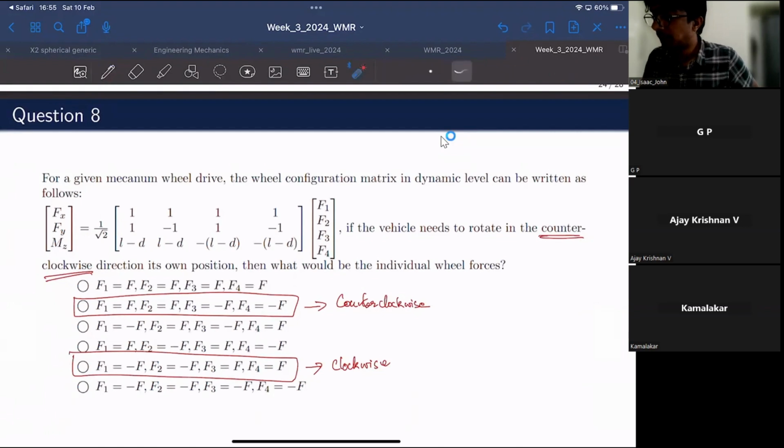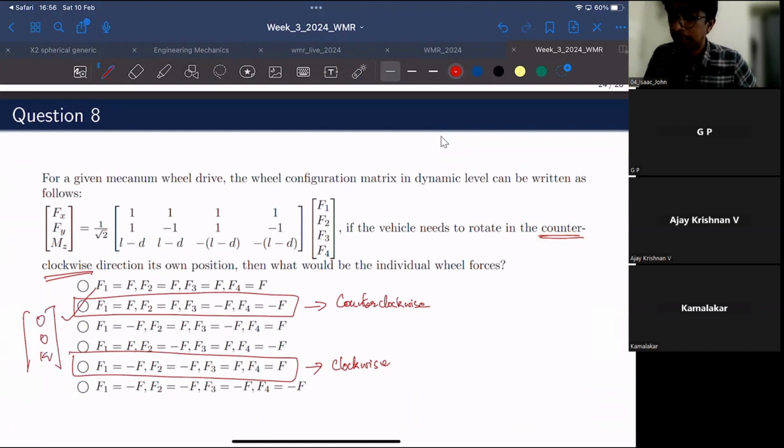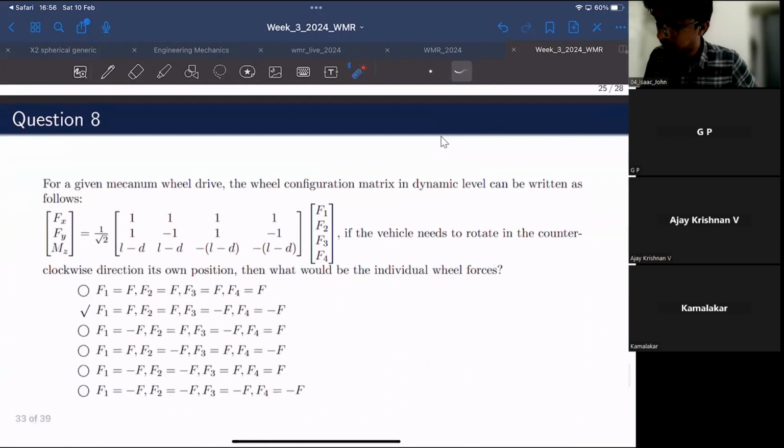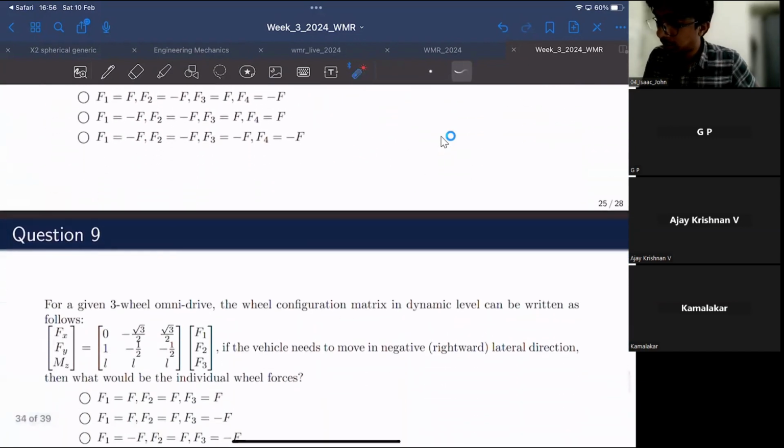Right? And the question specifically asks counterclockwise. So I'm not fully solving the specifics, I'm just giving out these answers. It's going to be option B, because now you want this F matrix to be 0, 0, K. Earlier it was minus K, now you want K. So you have to find the correct combination of the source vector so that you will get this Fx, Fy, Mz vector as 0, 0, K. Yeah, so that is indeed the correct choice.